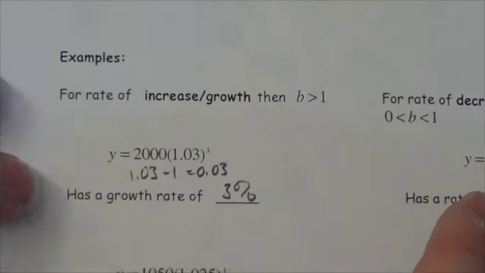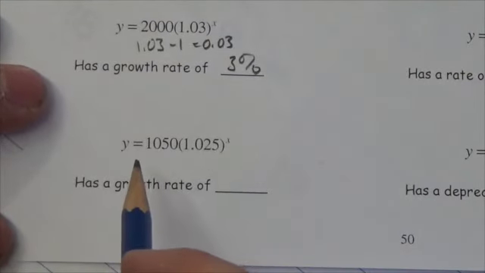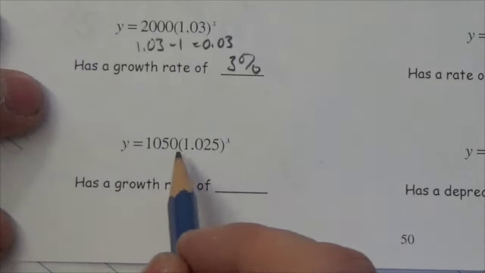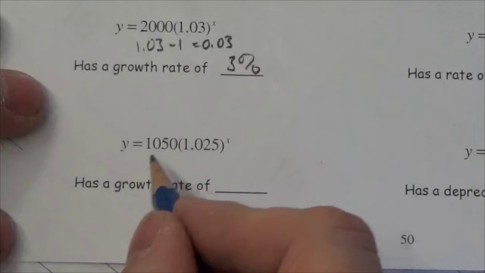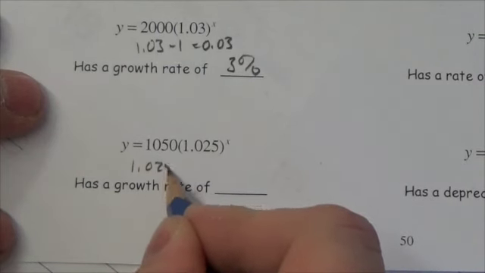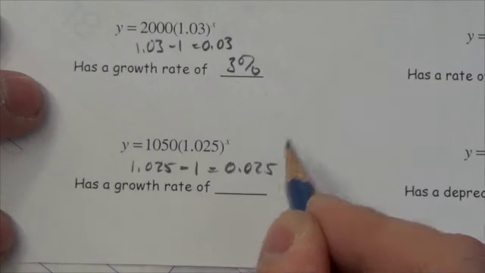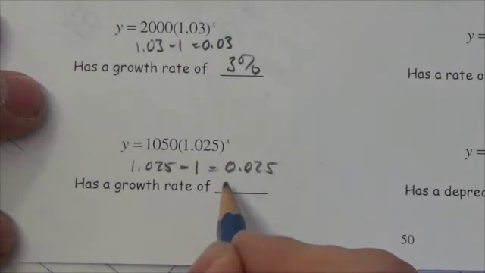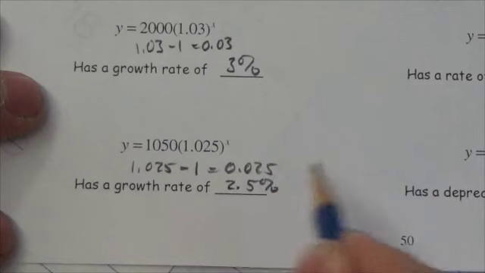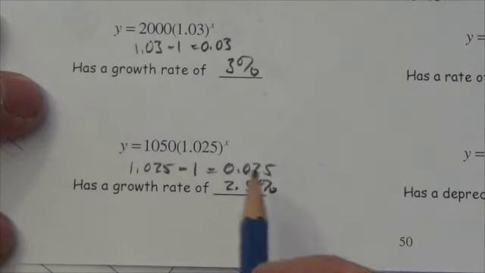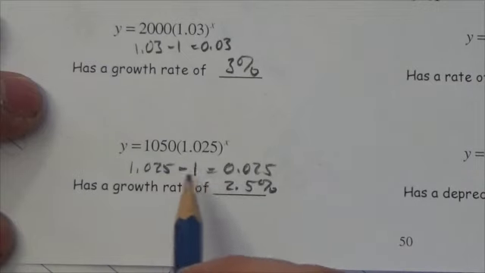Okay, let's take a look at this next one here. It doesn't really matter what this coefficient is, 1050 times 1.025. Our B value is 1.025. Let's subtract 1 from that and we get 0.025. That corresponds to a 2.5% increase in the data. Whatever the population is, it's 2.5% larger than 1.